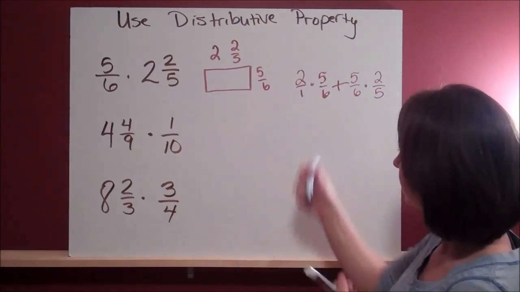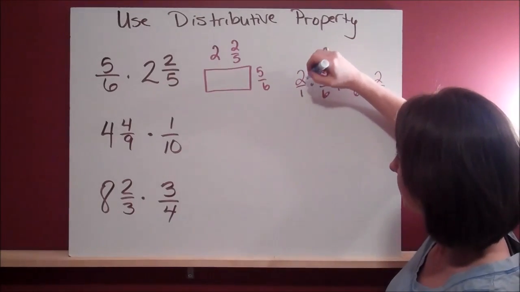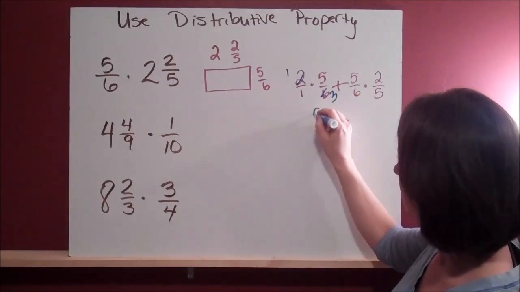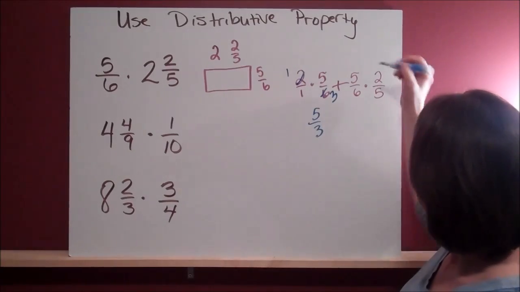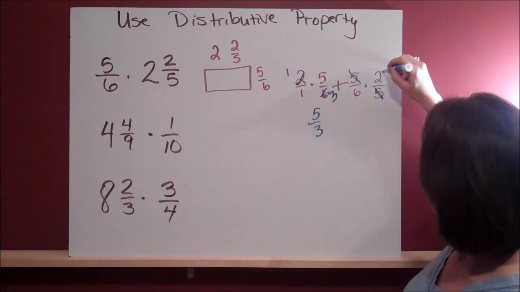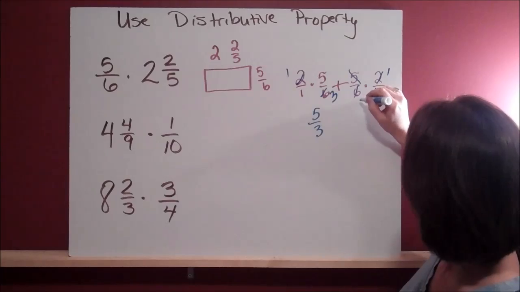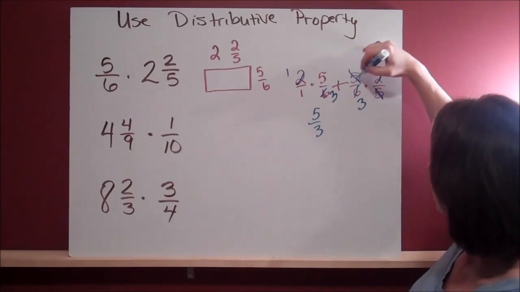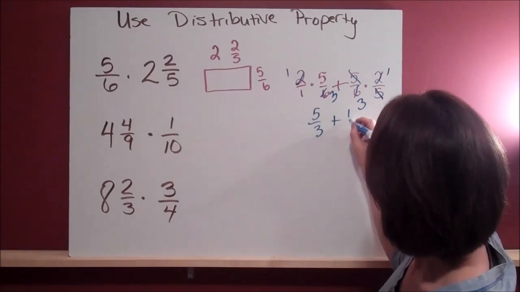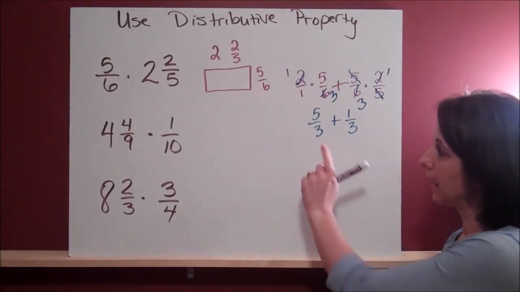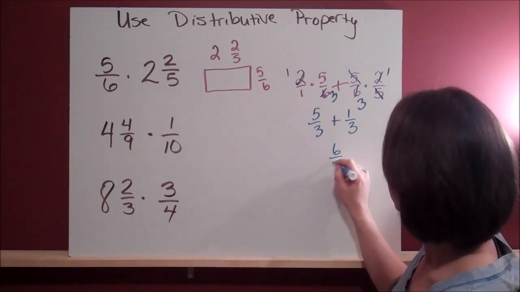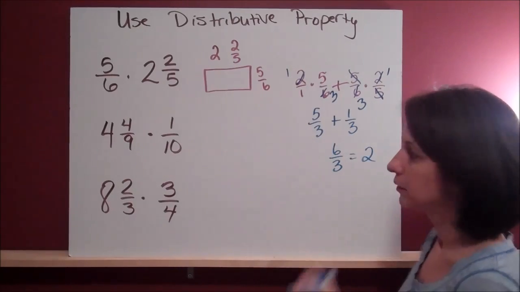So looking at this set, I see the 2 and the 6, which I can divide both by 2. So this set equals 5/3. And then this set, these are both divided by 5, and this is 1, and this is 3. And so the answer is 1/3. And now I'm going to add 5/3 and 1/3 and get 6/3, which is 2.